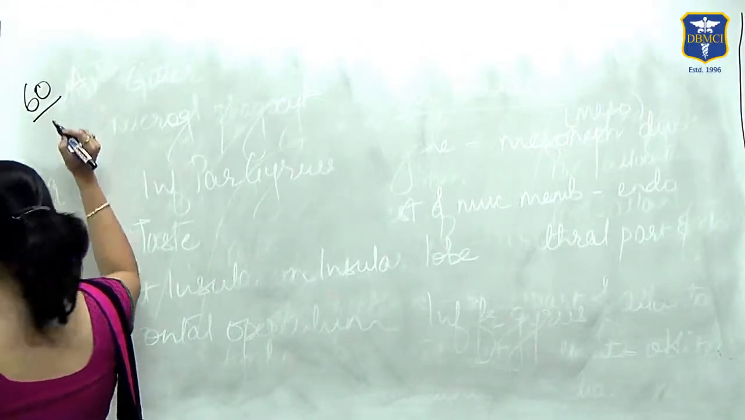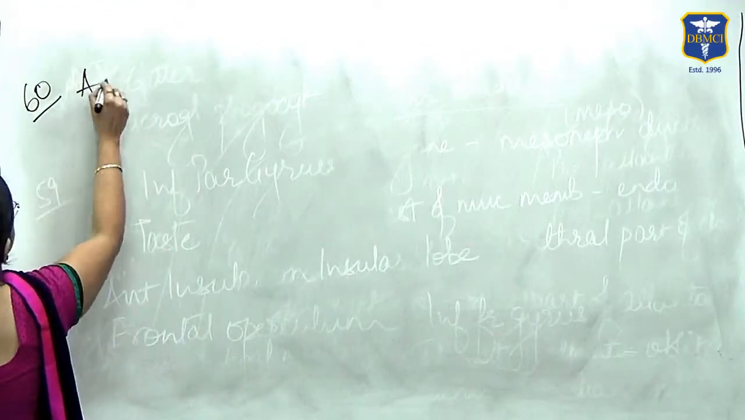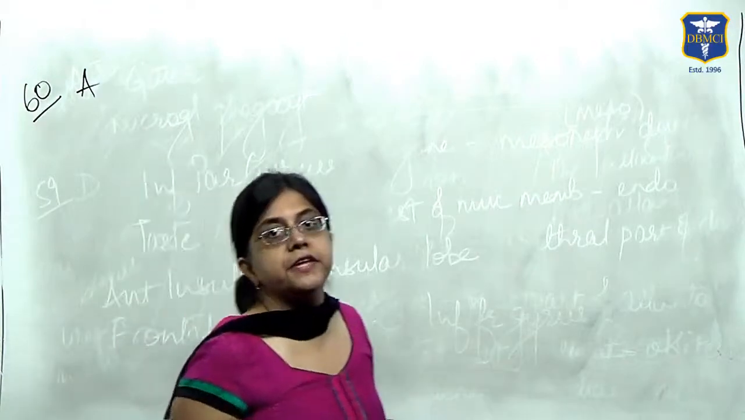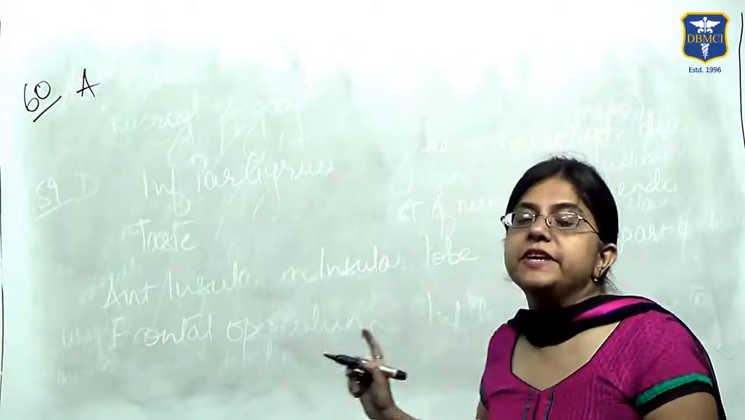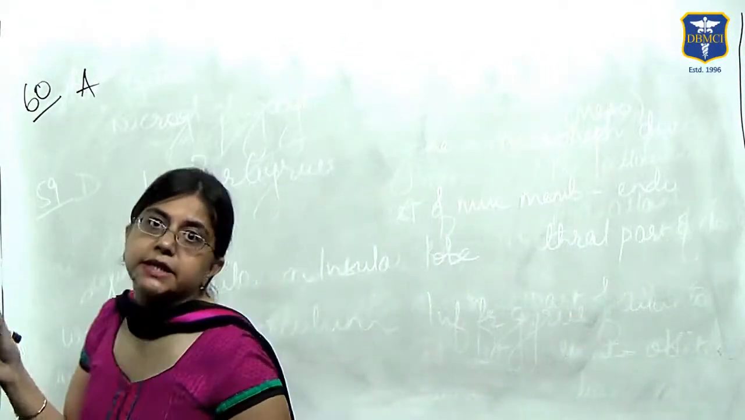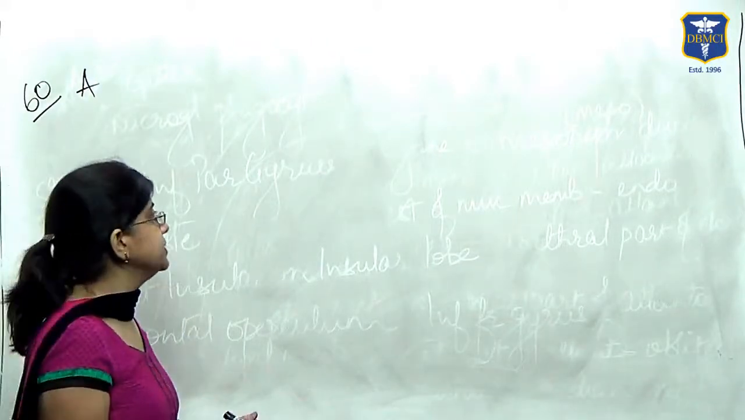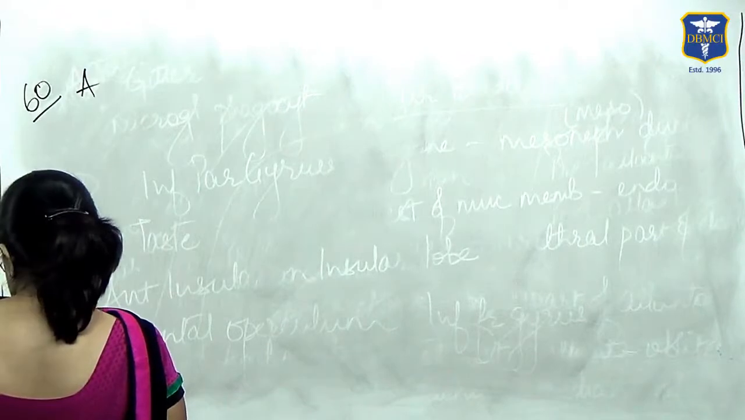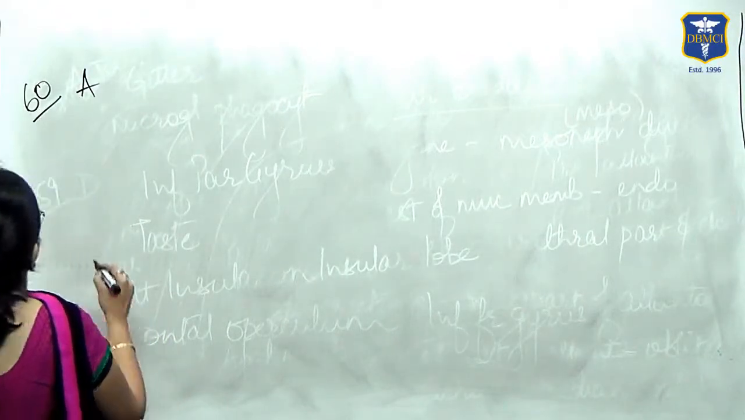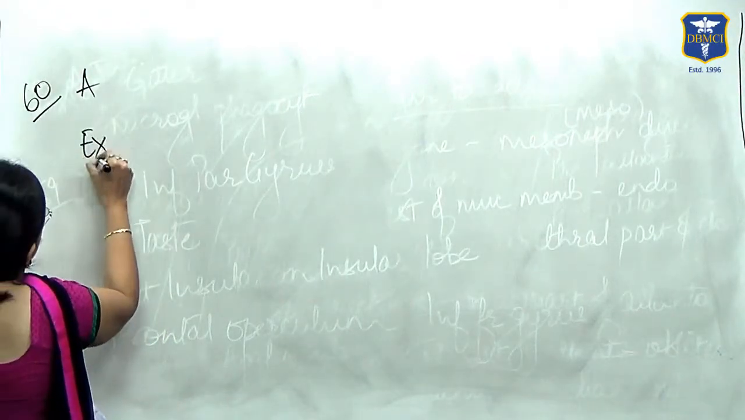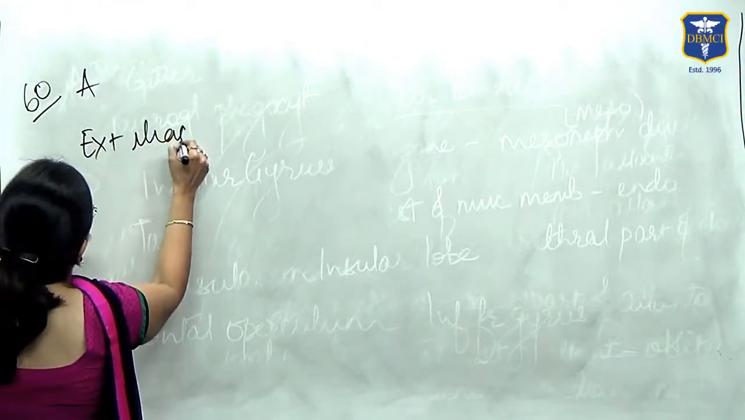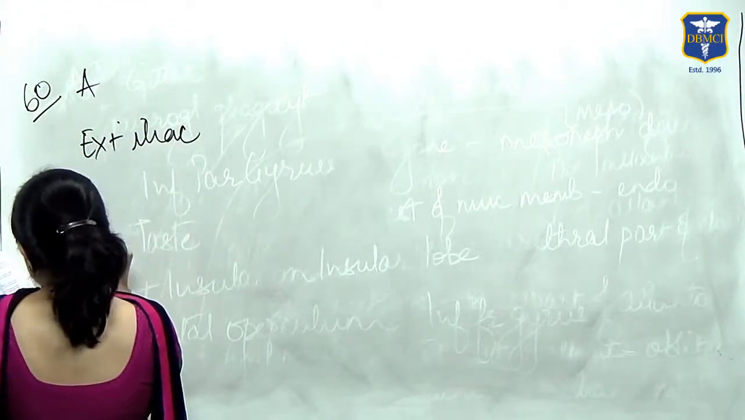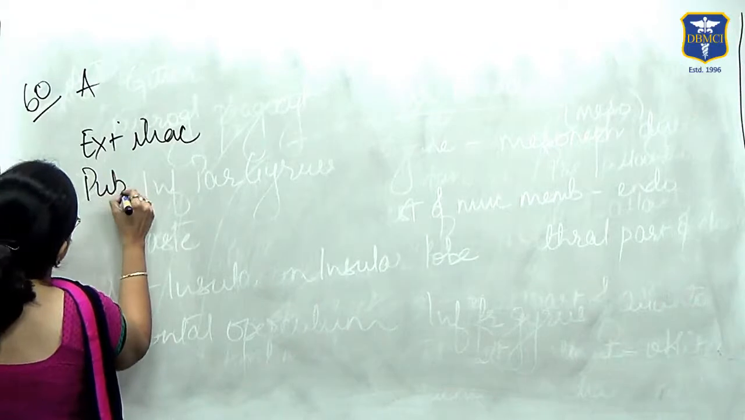Question 60, the answer is A, inferior epigastric. We have already discussed the inferior epigastric in question 1. The inferior epigastric is a branch of external iliac. It gives a pubic branch.